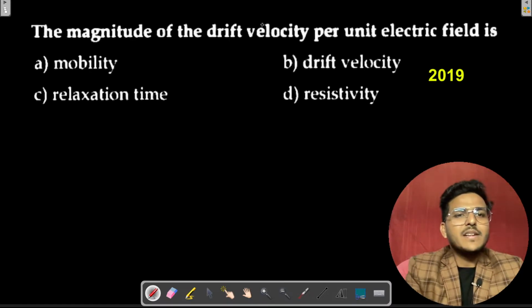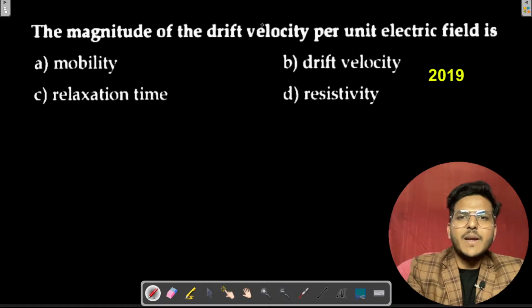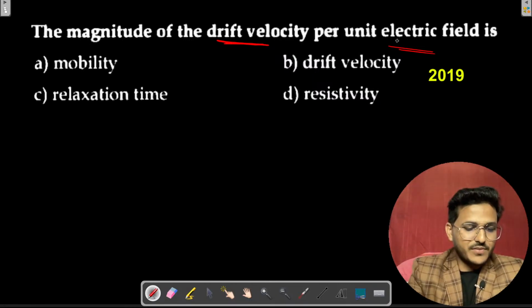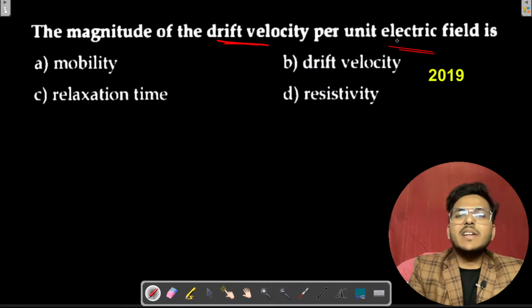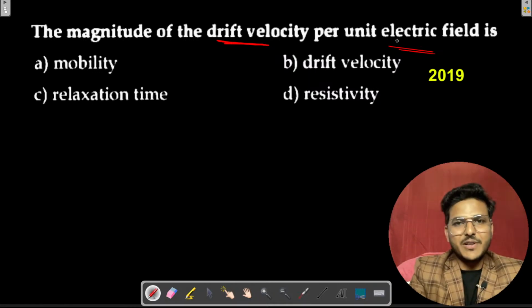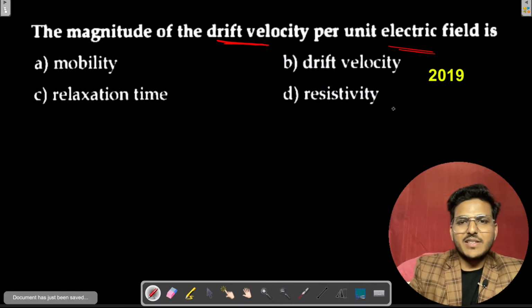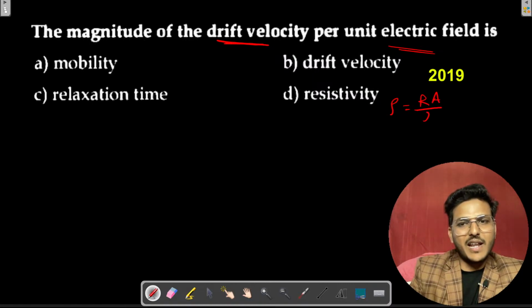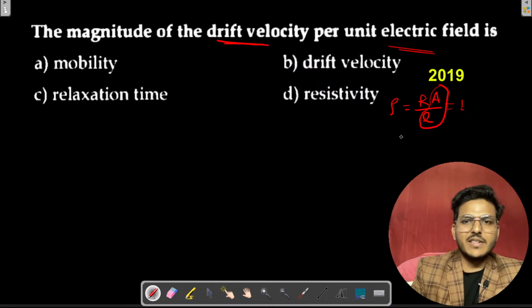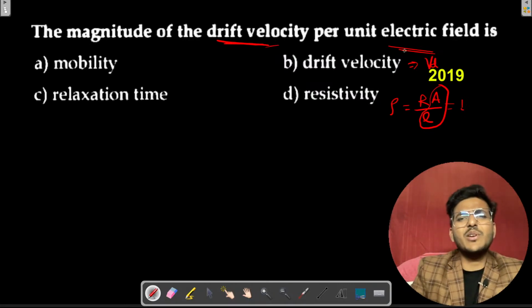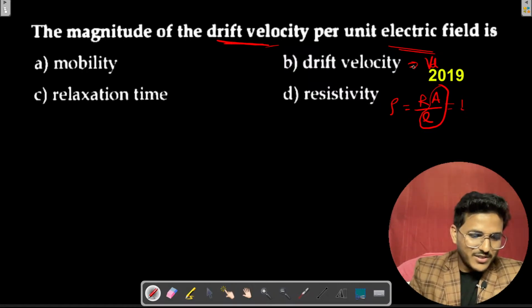Now moving to next, the magnitude of drift velocity per unit electric field. What is it? Mobility, drift velocity, relaxation time, or resistivity. As you know very well, resistivity is RA upon L, where these two are equivalent to 1, so rho equals R. And drift velocity, VD, is the average velocity. They are given drift velocity per unit electric field. Obviously A is the correct one.